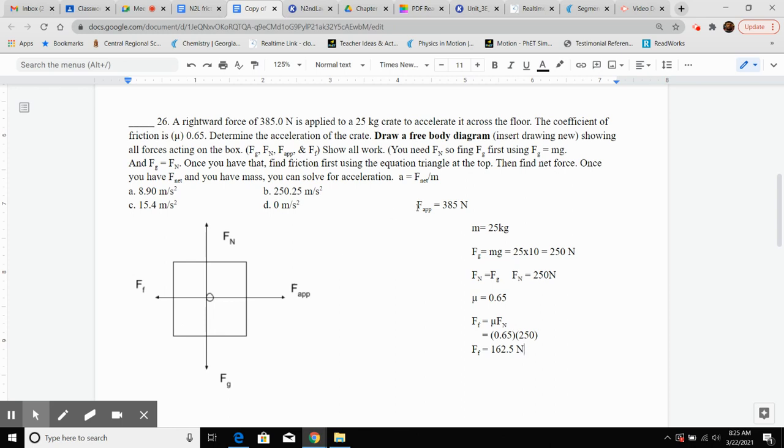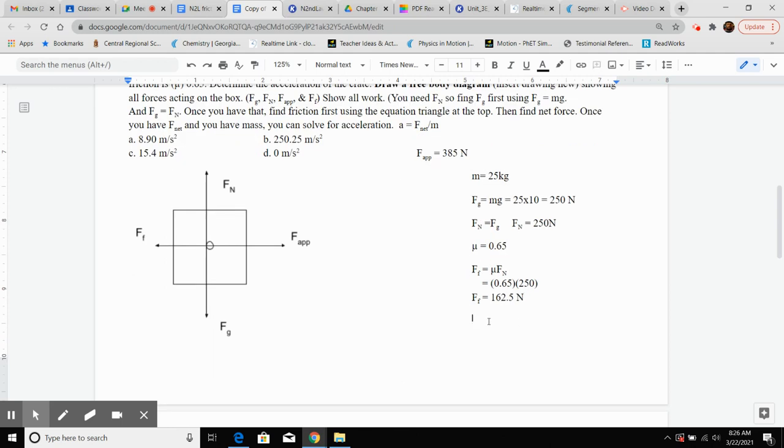All right. So if I have an applied force of 385 to the right, a friction force of 162 to the left, that's going to give me a net force of, F net is going to be 222.5 newtons to the right.